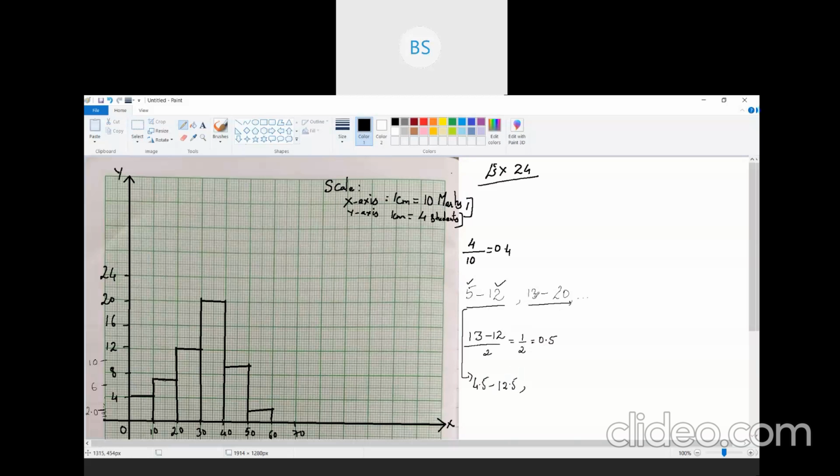Next, 13 minus 0.5 will give us 12.5 to, and on this side we add, so 20 plus 0.5 will give you 20.5, and so on. You have to do it for the remaining class intervals. By doing this, we made the class intervals continuous, which were not continuous in the previous one. Getting it?